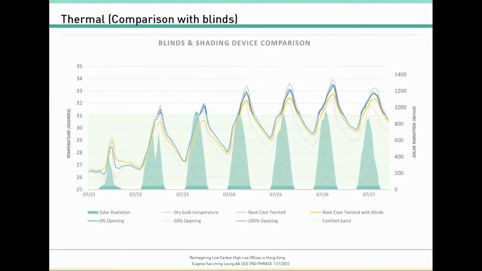And there's an interesting comparison between blinds and shading devices of how the differences are. You can see from the yellowish line, which is the blinds, and the other lines are the openings of the kinetic facade. None of the kinetic facade options actually performs better than the blinds in terms of reducing indoor operative temperature on a hot summer day. This is taken on a hot summer week.